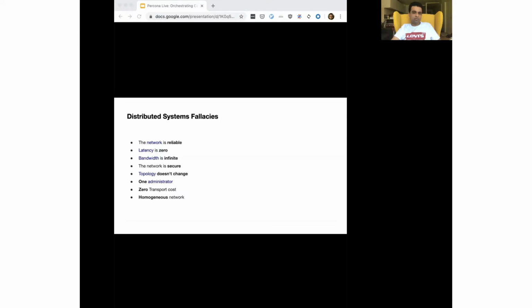So just to go over them briefly, things like the network is reliable, latency is zero, bandwidth is infinite. None of these are true. But again, much like all the fallacies in the real world or biases in the real world, we often tend to stumble upon these things. So it's good to keep this in mind when designing, especially things like one administrator or zero transport cost, homogeneous network, which should be pretty self-evident that it is not that straightforward, and topology doesn't change. Again, that's something that I've seen multiple issues with recently as well. Topology does change. So I'll be referring to some of these fallacies throughout the talk. So keep an eye out.